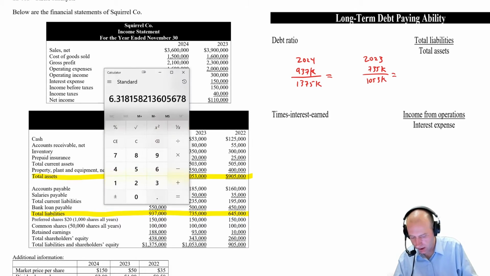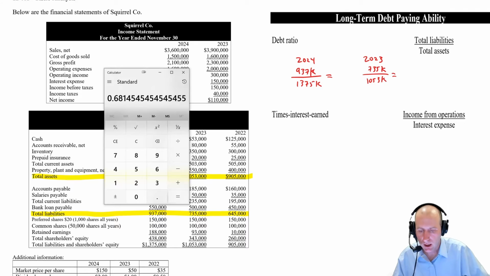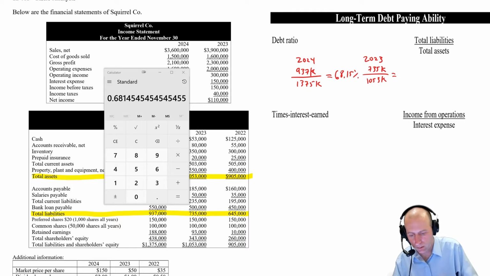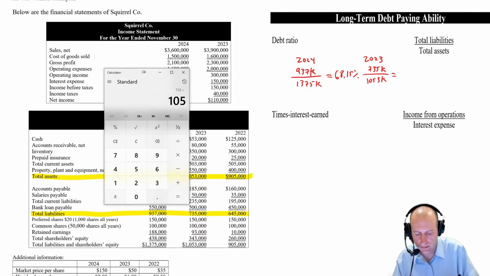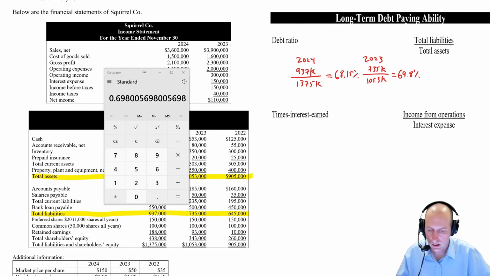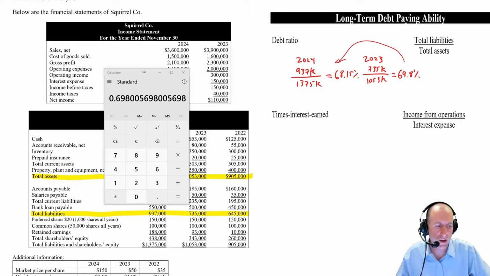These are stated as percentages. 937 divided by 1375, 68.15%. And the year before, 735 divided by 1053, 69.8%. So, what's happening here? Well, 68% of our assets are covered by liabilities or debt. In the year before, it was 69.8% of our assets being covered by liabilities and debt. This is getting better, right? This is a measure of debt, and we have less debt now.